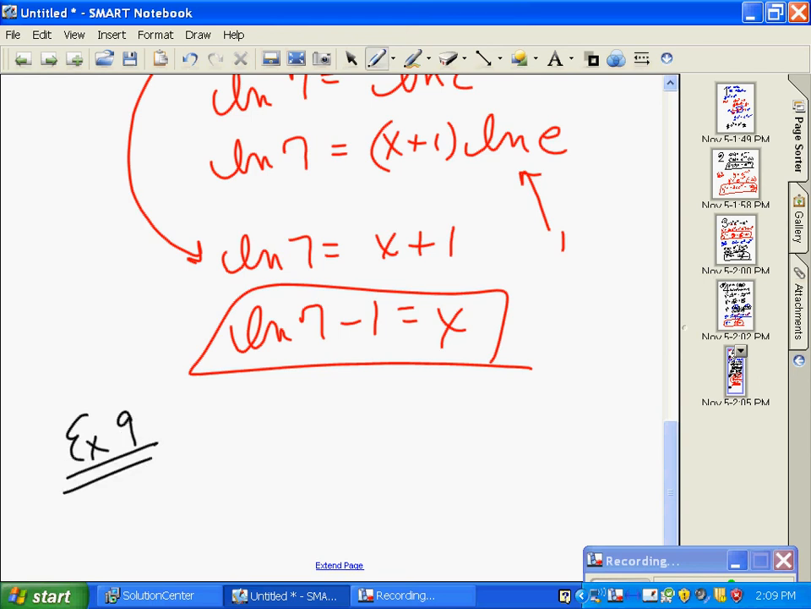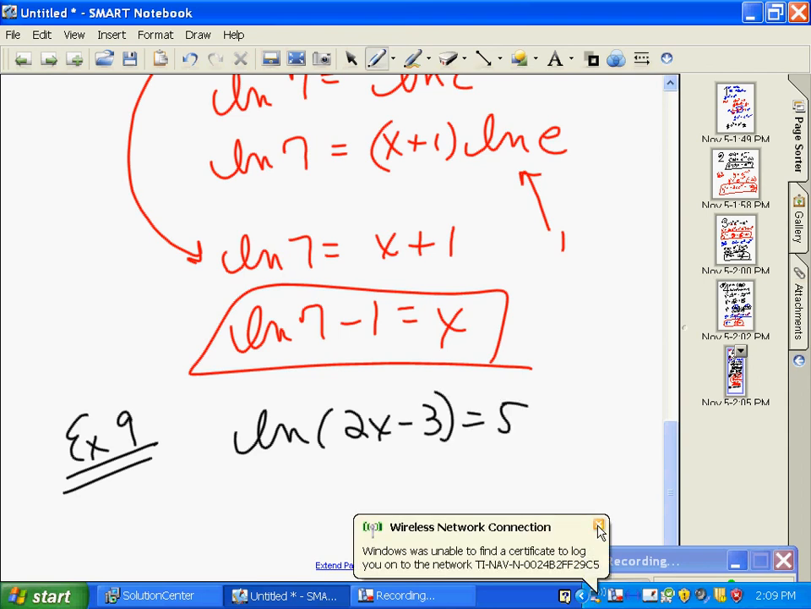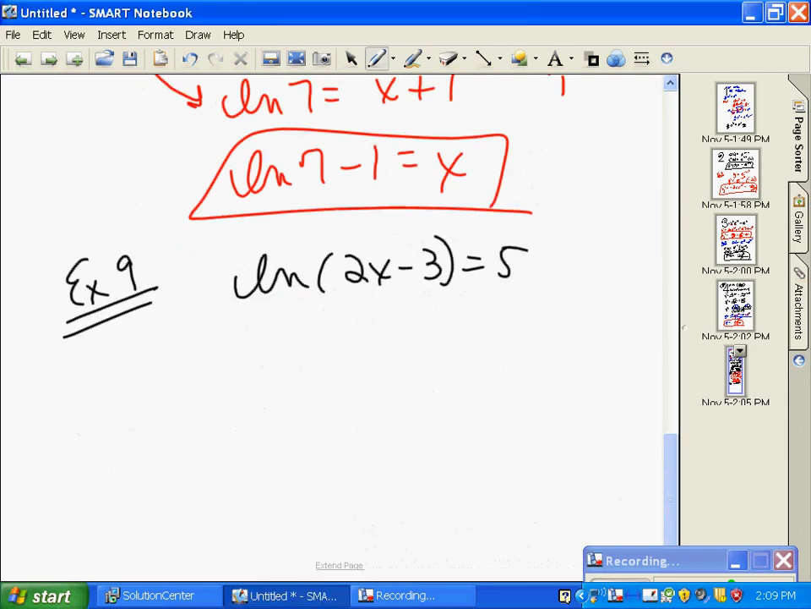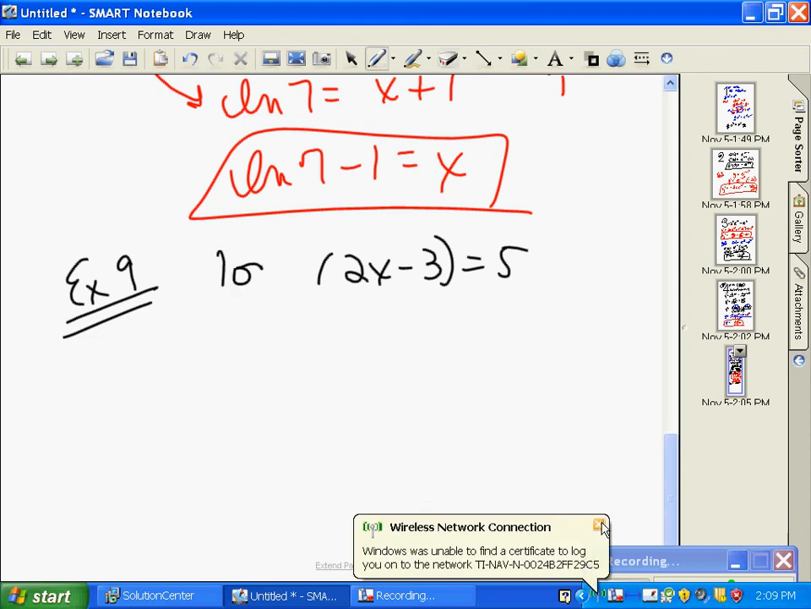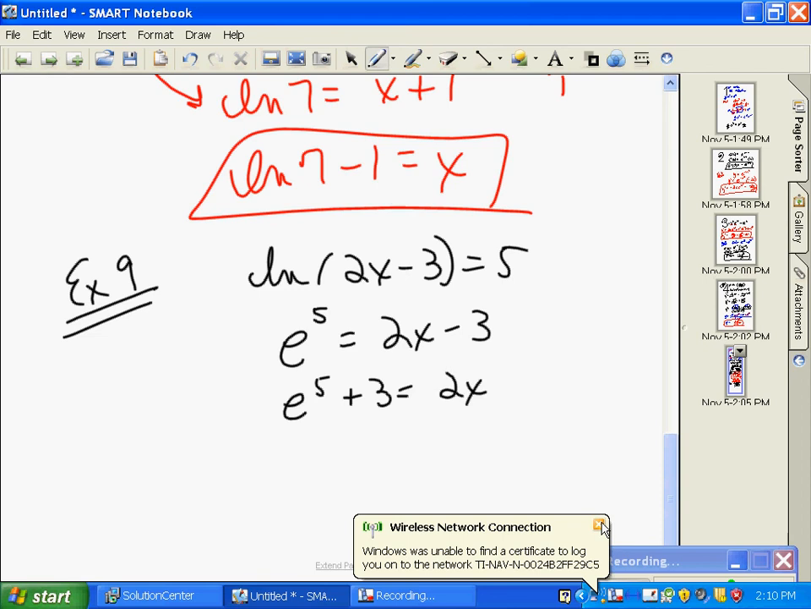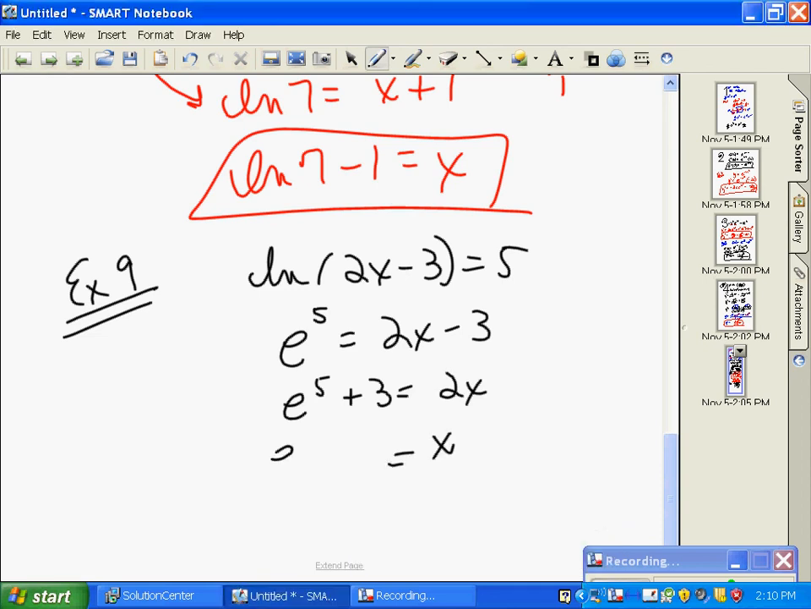In example 9, just a little pre-calc review on that one as well. I have the natural log of 2x minus 3 equal to 5. So it's in logarithmic form. I want to switch it to exponential form. Remember, this is really a base of e for that natural log, which we usually don't write. Log base e is another way of writing natural log. So I'm going to switch it to exponential form. e to the 5th is equal to 2x minus 3. So I'd have e to the 5th plus 3 equal to 2x. Therefore, x is e to the 5th plus 3, all divided by 2.